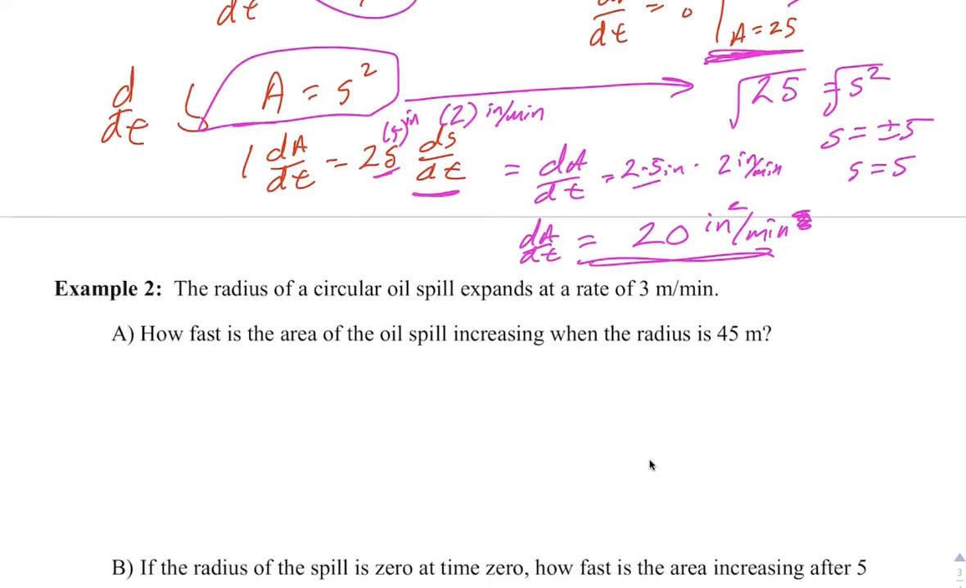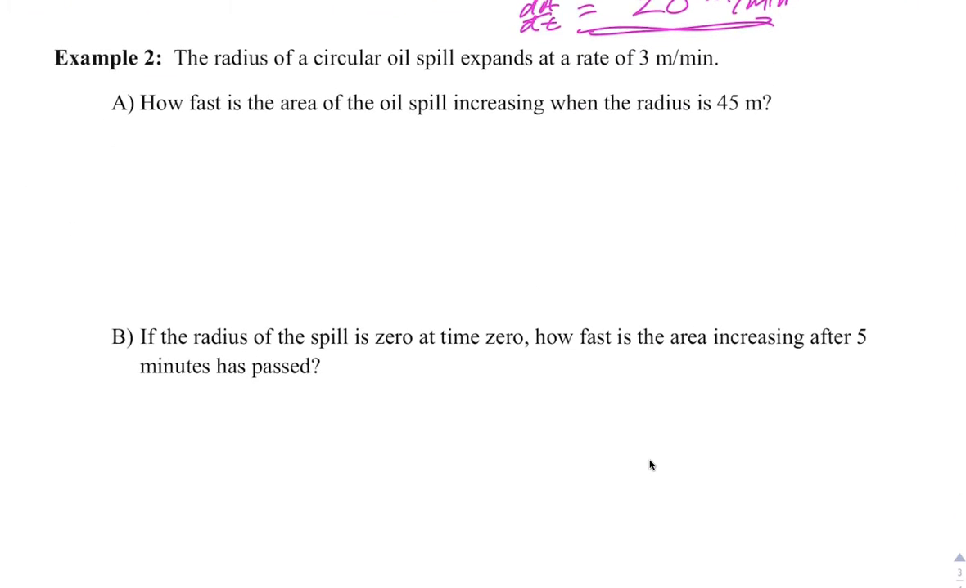So let's move on to the next one, now that our feet are wet. Example 2. The radius of a circular oil spill expands at a rate of 3 meters per minute. Question A says, how fast is the area of the oil spill increasing when the radius is 45? So let's look at what we're talking about here. The radius of a circular oil spill, so we're talking about a circle. Here's my circle. I have a radius.